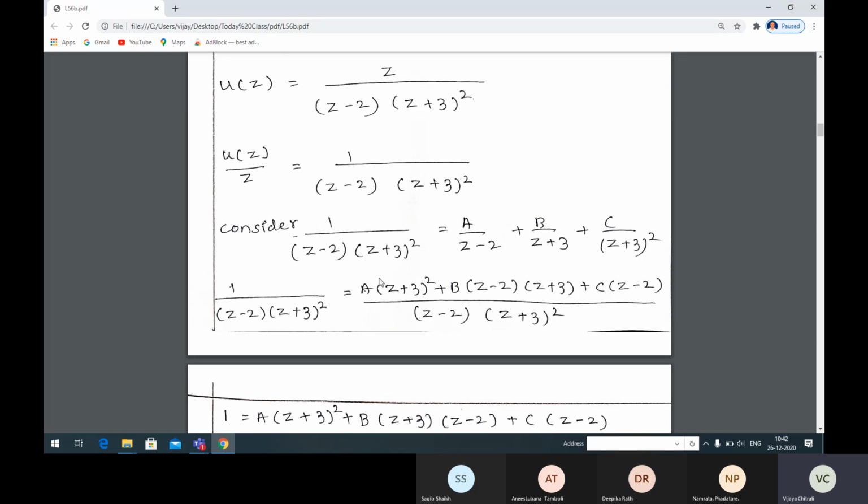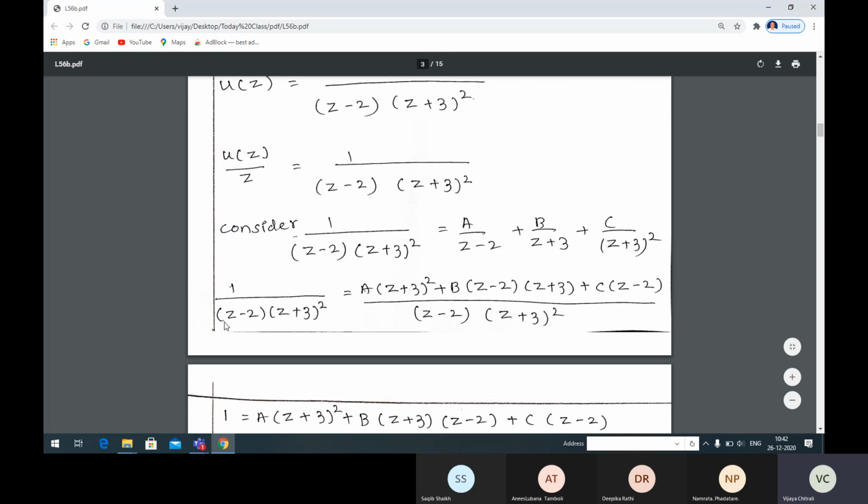Now take LCM. 1 upon z minus 2, z plus 3 raised to 2 is as it is. This is equal to, taking LCM, we have z minus 2.